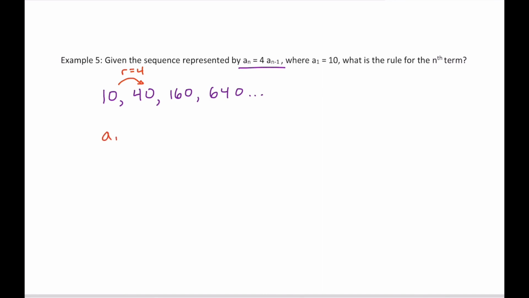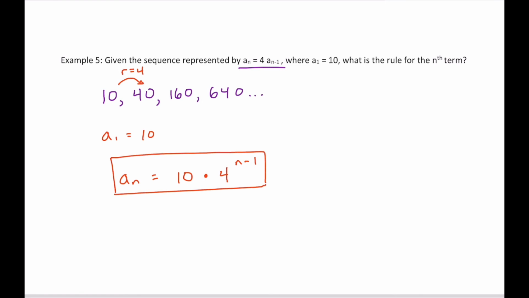The first number in the sequence was 10. And that's enough information now to determine the explicit rule. The value of the nth term is equal to the value of the first term times the common ratio raised to the power of n minus 1. To test this out, and there's nothing wrong with checking your work, suppose n equals 3. We know that when n equals 3, we should get a value of 160. Well, let's substitute n in for 3 and see what happens. A sub 3 equals 10 times 4 to the power of 3 minus 1. 10 times 4 squared is 160. So it checks out.